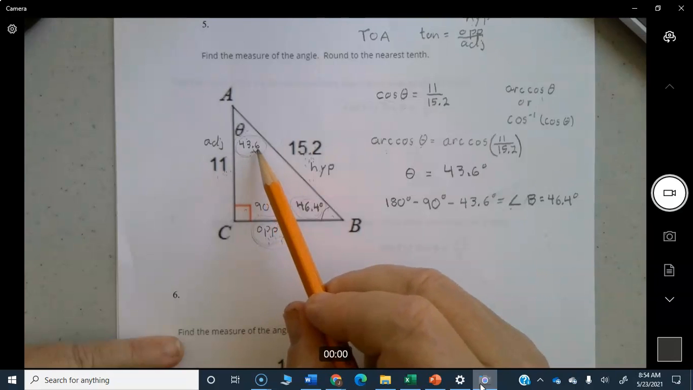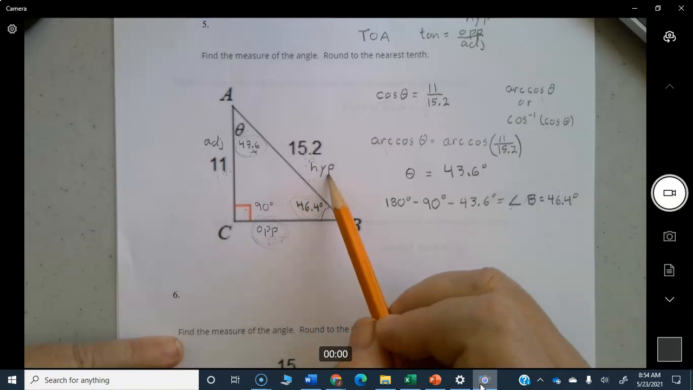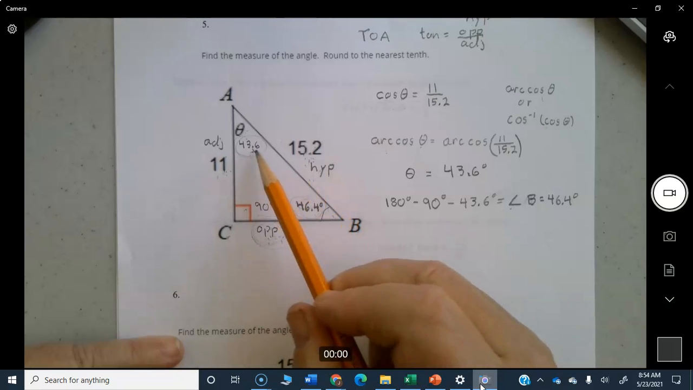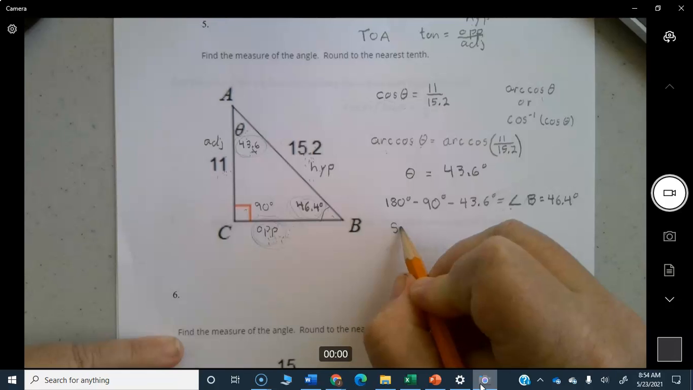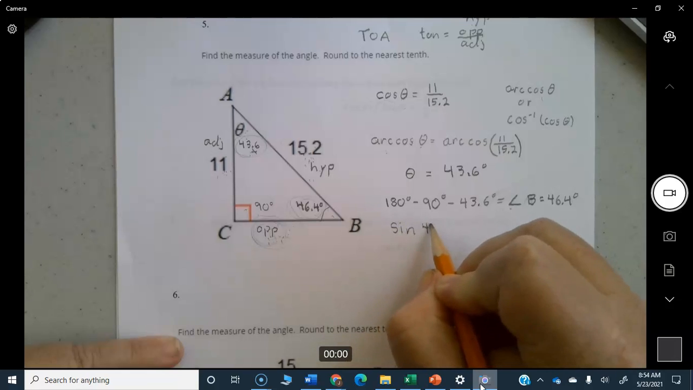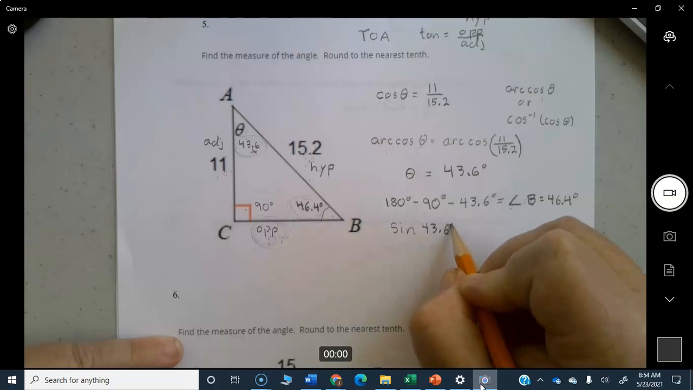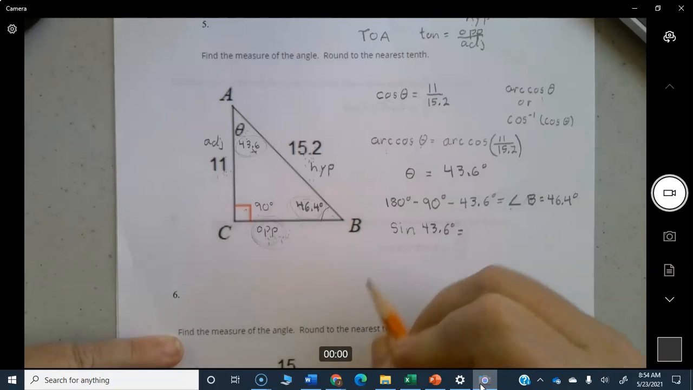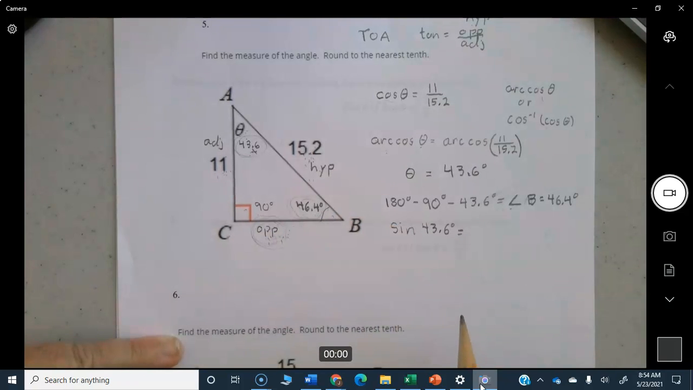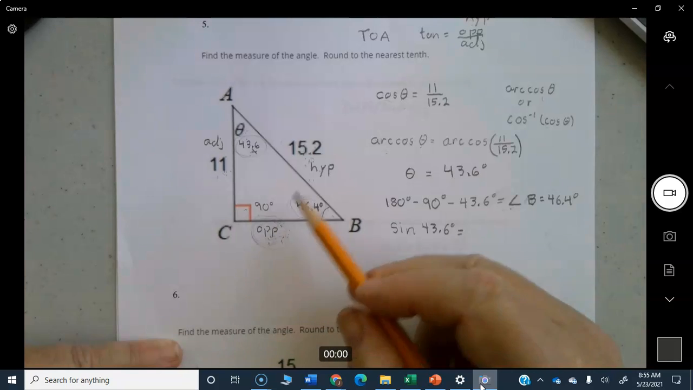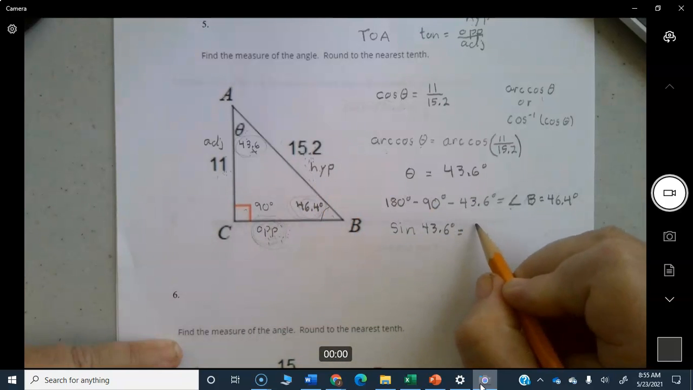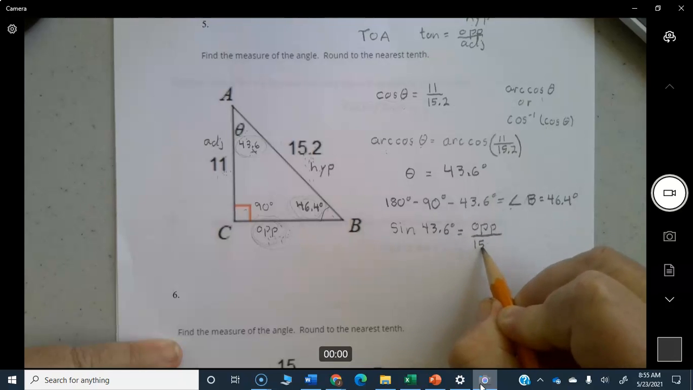That's the angle we originally figured out. So it's going to be the opposite over the hypotenuse of this angle, which is the sine. So sine of 43.6. All this might seem a little jumbled and confusing. It'll make sense after you work enough of these. That's why I want you to work all three sides and all three angles, just to get used to what those relationships are. So that's going to equal opposite over hypotenuse, which is opposite over 15.2.